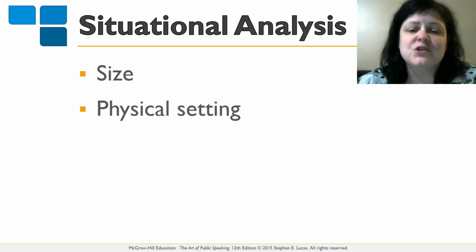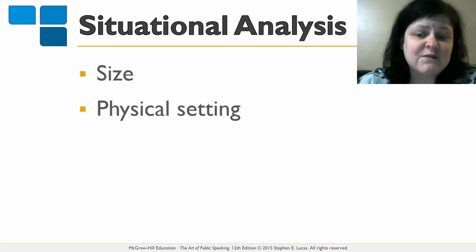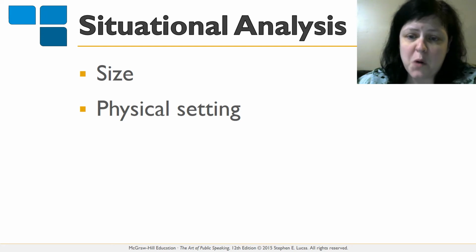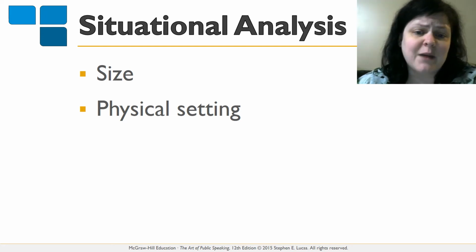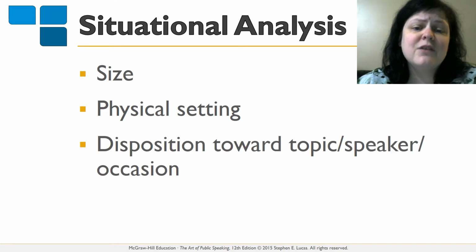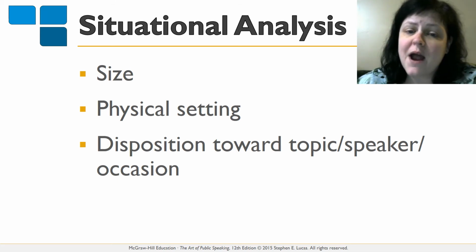The second factor to consider is the physical setting of the speech. Do you have a stage and podium? Are you in a business meeting? Or are you delivering your speech over Skype? And the third factor to consider is the audience's disposition toward the topic. A speaker needs to assess the audience's interests, their prior knowledge, and attitude toward the topic, speaker, and occasion.